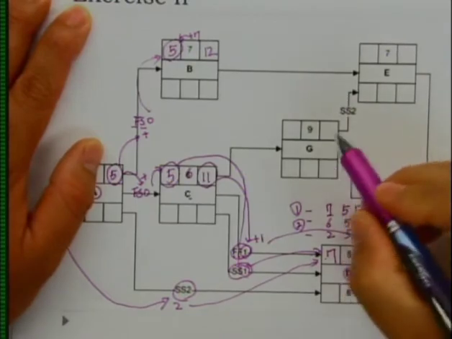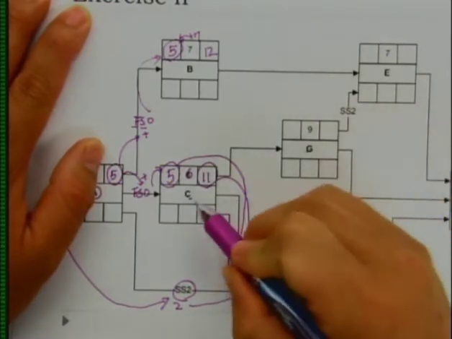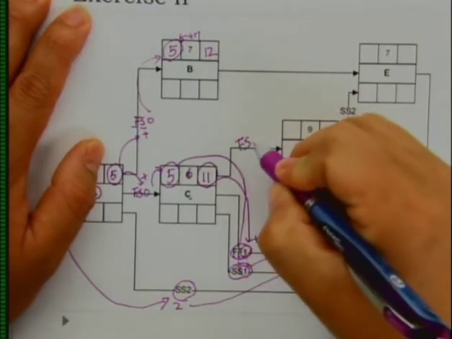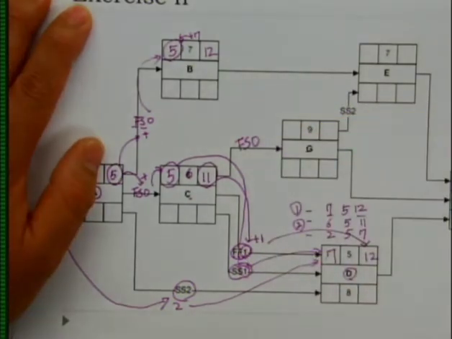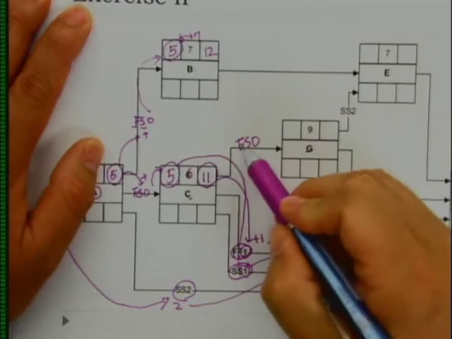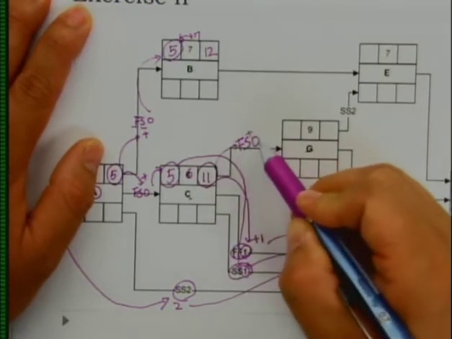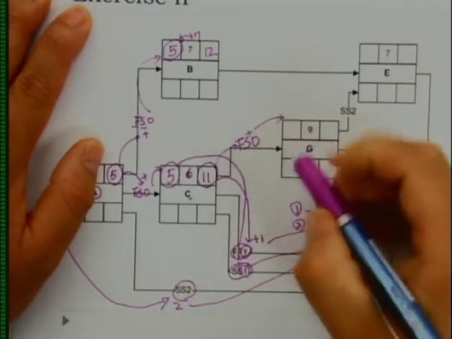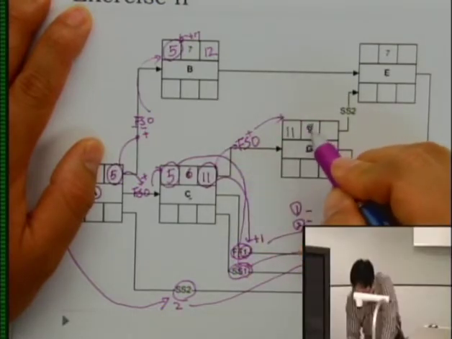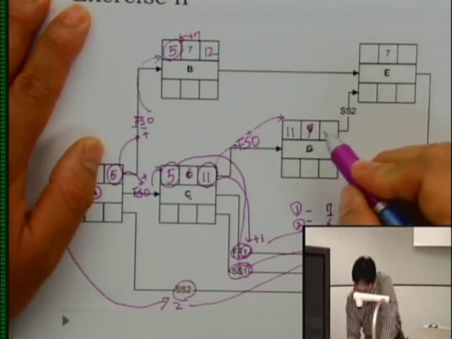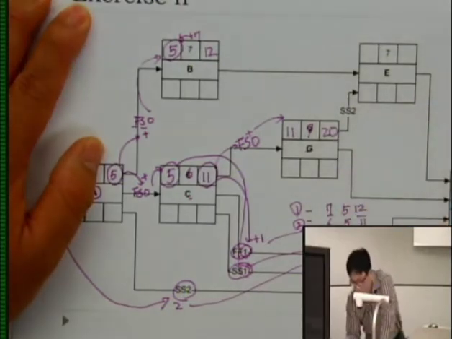Let's look at activity G. Activity G has a relationship with C. This is a finish to start relationship with 0 day lag. So in that situation, finish to start. Your finish of activity C plus 0 becomes your start. So 11, and the duration is 9. So the early finish day of activity G will become 20.